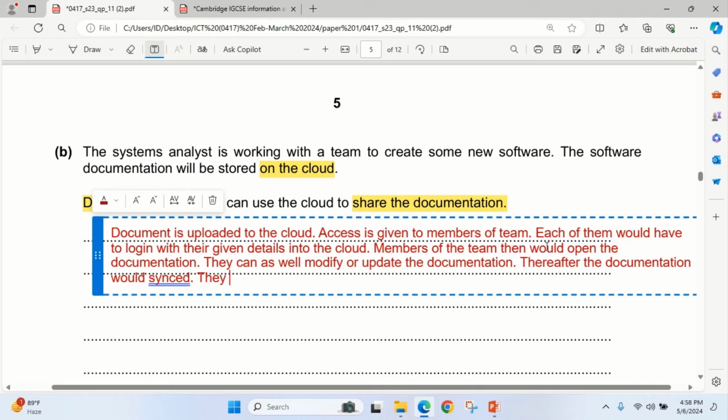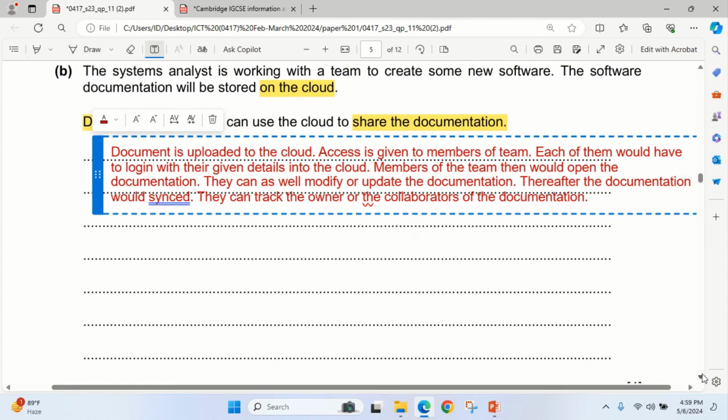Then they can track the owner or the collaborators of the documentation, and so on and so forth. So that is very simple. Okay, so with this you have earned the full mark to the question.